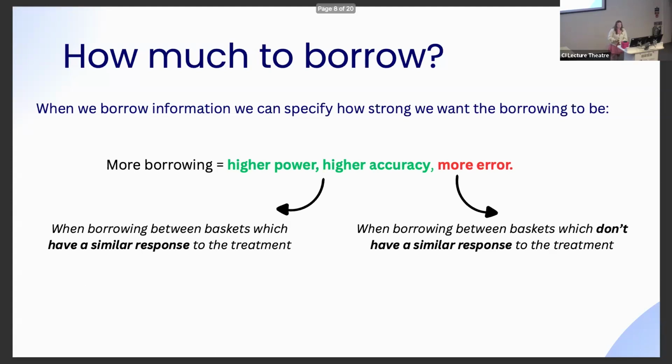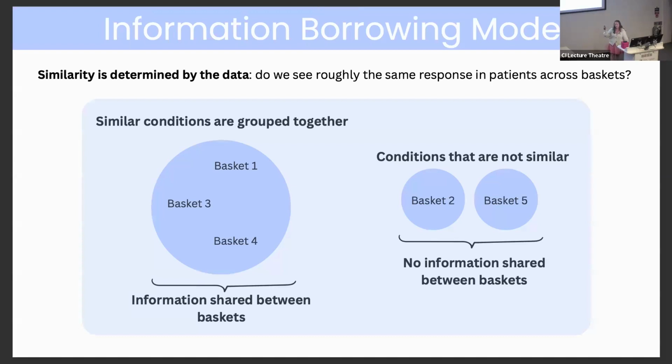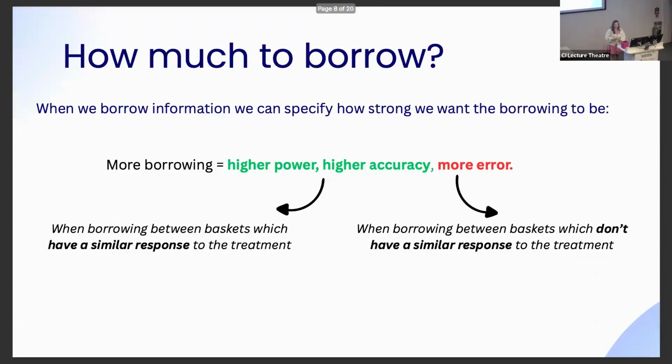Now, you'd think the model itself would handle that, because we have this ability to not borrow within the trial, so those dissimilar baskets could be analyzed independently and we wouldn't get that error inflation. But the model isn't perfect in identifying similarity, so that trade-off still exists.